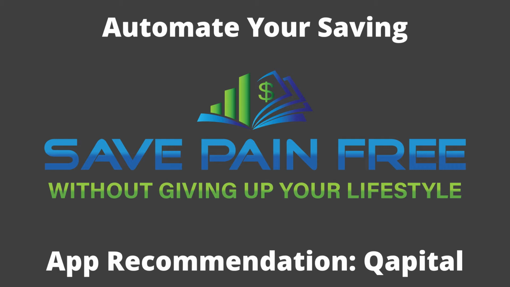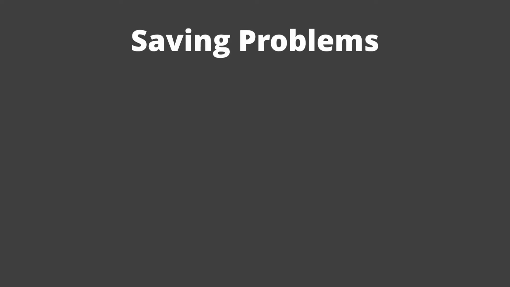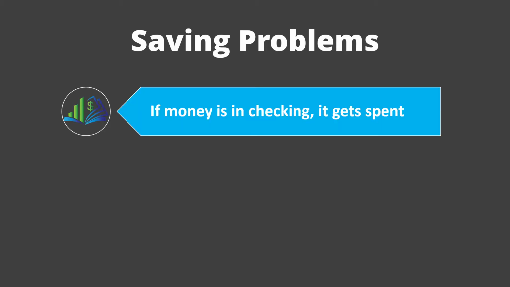For this video, I want to show you how to automate your saving with Qapital. The reason why I want you to use an app like Qapital to automate your saving is that there's a number of hindrances to saving money. If you're like a lot of people, if money is in your checking account, it just ends up getting spent. It's in the account, it leaves the account. Maybe you struggle with self-control, or somehow it just magically disappears. So if money is sitting in your account, it just burns a hole in your pocket. It has to get spent. If that's you, that can be a difficulty to saving money.